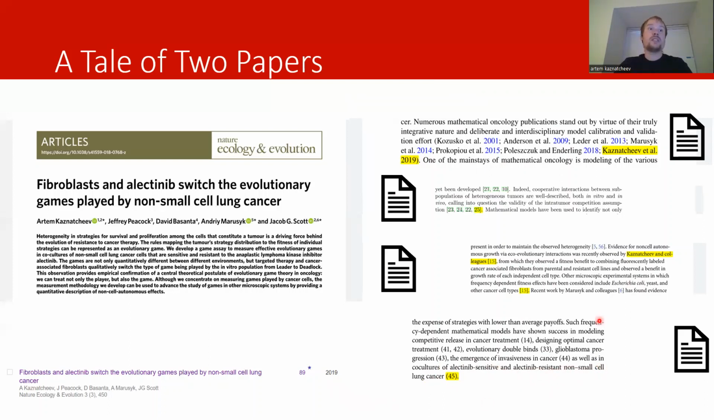Or they might mention something related to what we did. So something like calling into question the validity of the intertumor competition assumption, which is not something that we call into question directly, but it is related to some of the things that we call into question. But at no point do these citations look at the exact object that we measured.